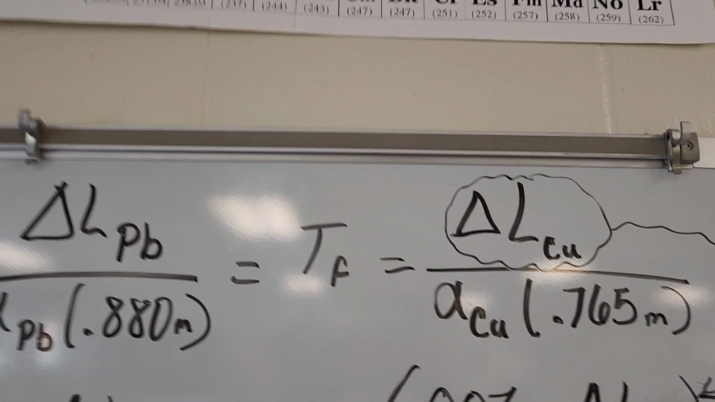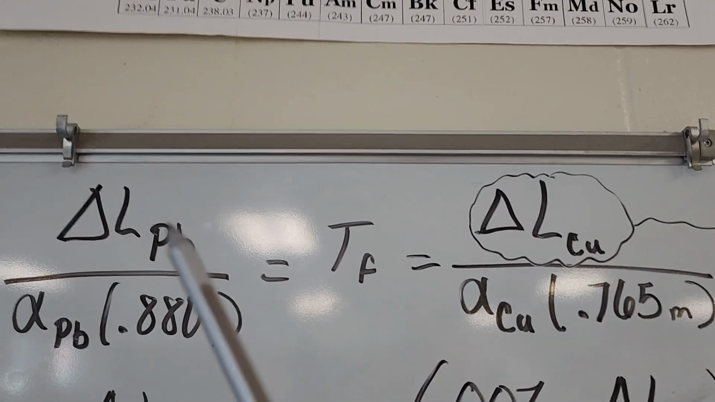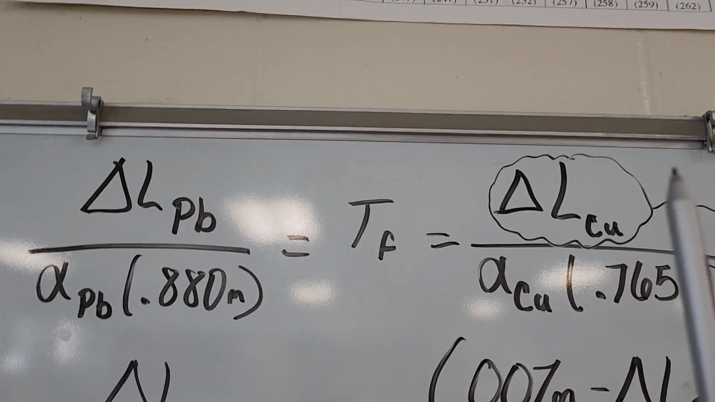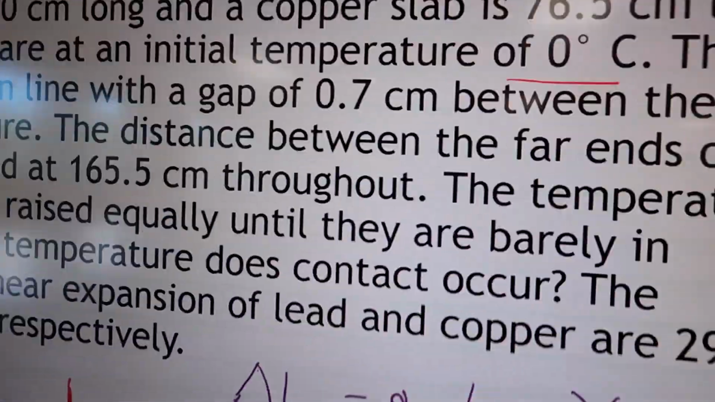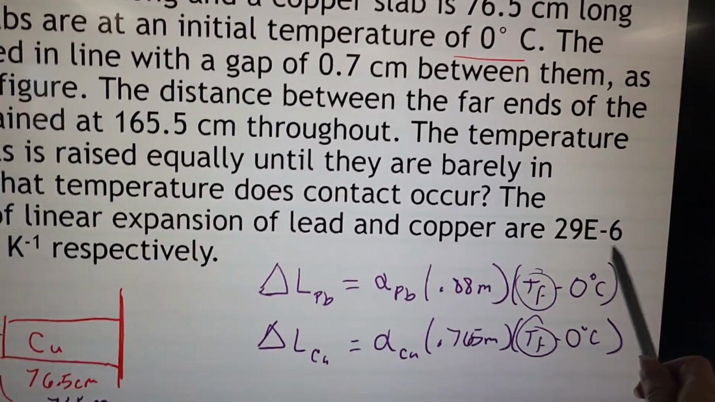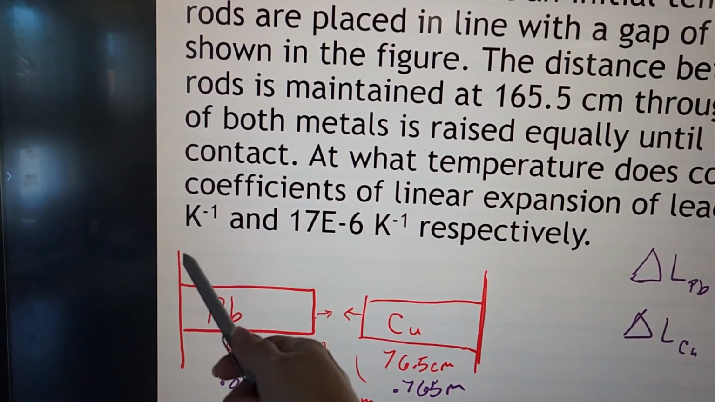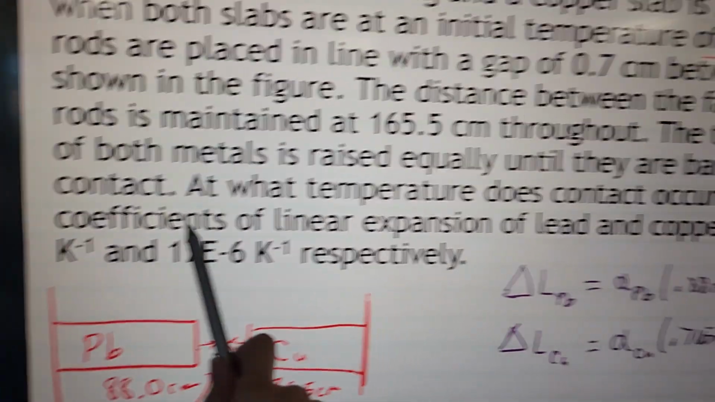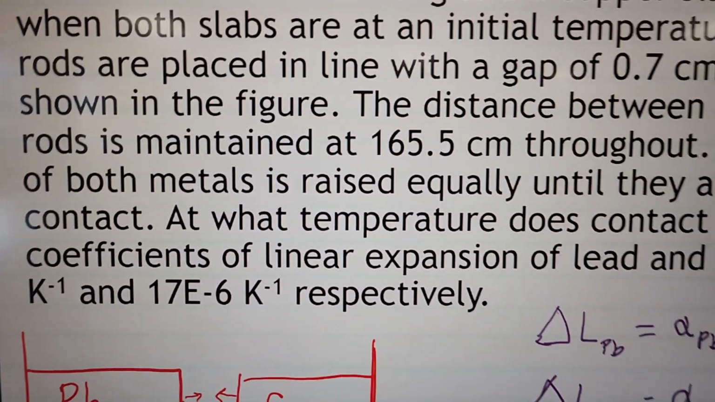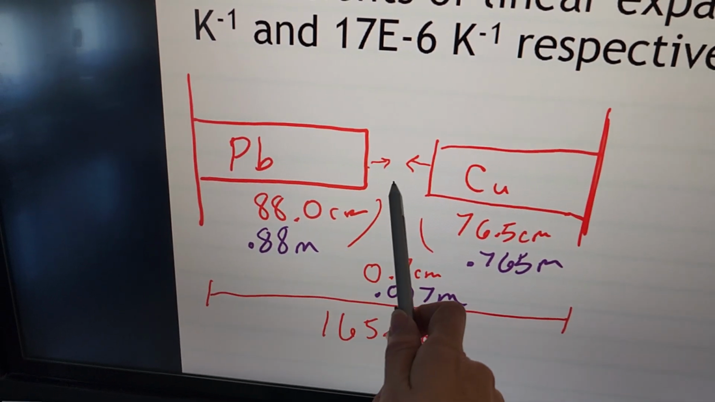Now we can eliminate that middle variable there and just set these two equations equal to each other. But the problem is we have two unknown variables. The change in length of lead is not going to be the same as the change in length of copper, as the rate of that change, because lead expands at 29 times 10 to the negative 6 per Kelvin. Degree Kelvin, if you will, but it's just called Kelvin. Whereas copper expands slower, only 17 e negative 6 per Kelvin. Okay, so the closing of the gap is not going to be equal. This one's going to move farther than this one.